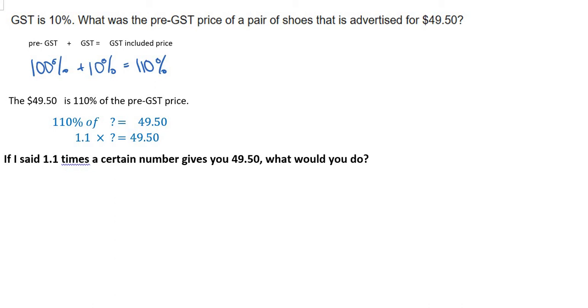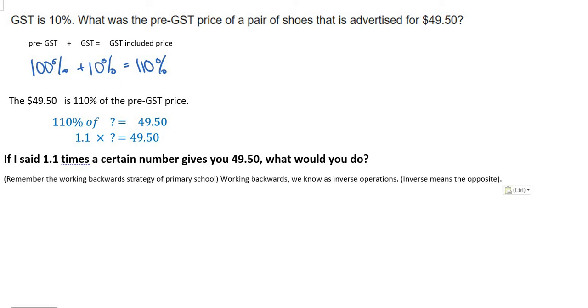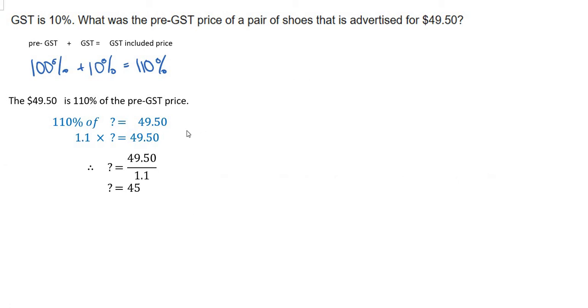Now think about what you were doing at primary school when you had a problem like this. Remember the working backwards strategy. Working backwards, we now know as inverse operation. So inverse means the opposite. So if you said something times a certain number gives you an answer, to find what that certain number would be, you're then going to do the opposite of multiplying. You're going to divide. So as we said before, 1.1 times a certain number gives us $49.50.